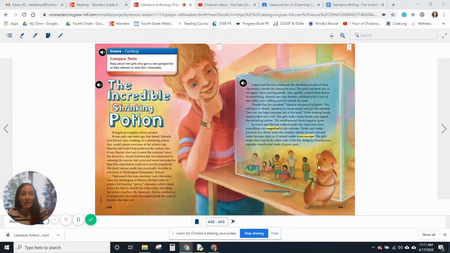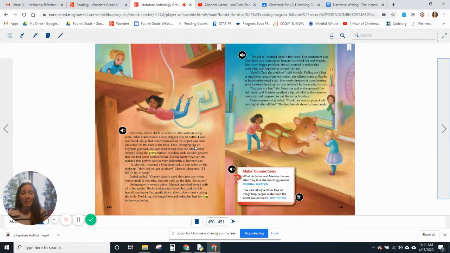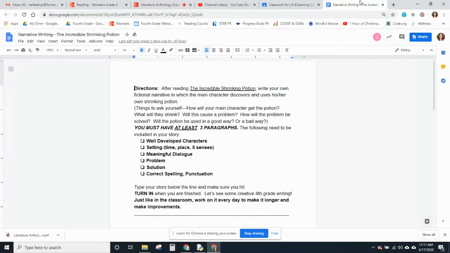And they find out that this rat or mouse named Rambo has the antidote. You can see it kind of clipped to his belt here. And they need to find a way to get the antidote from this Rambo mouse rat to be able to make themselves big again. When you go throughout the story, you're going to see what they try to be able to do that. Then you're going to be thinking about your own incredible shrinking potion story.